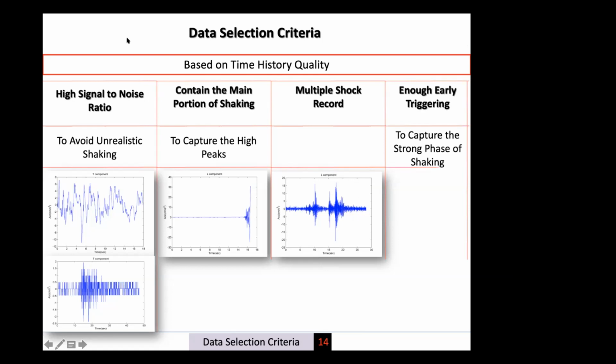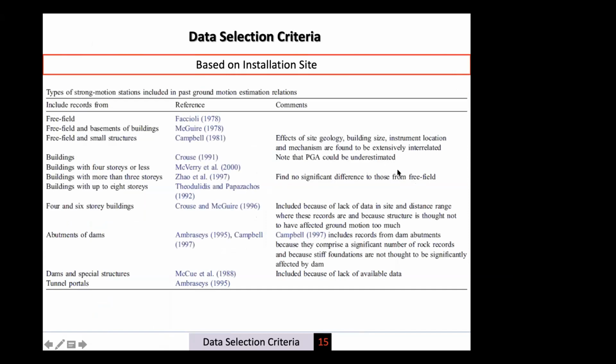The other point is that you can have early triggering, that I already talked about here. The next criteria is based on installation site. The strong motion stations can be installed in buildings even. We already mentioned structural health monitoring. The strong motion sensor can be on the second floor of a building.